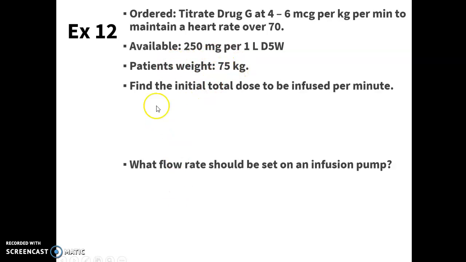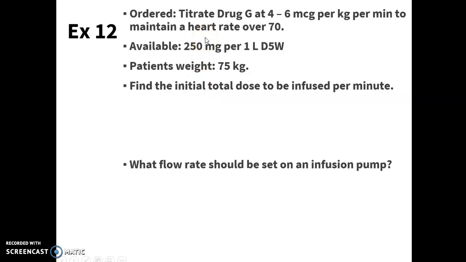So 2 questions here. We've got to find the initial total dose that's going to be infused per minute. And then we got to figure out what kind of flow rate we should set for the infusion pump. Okay, so initial total dose that's going to be infused per minute. So we're trying to figure out how much medication we're going to start with, right?